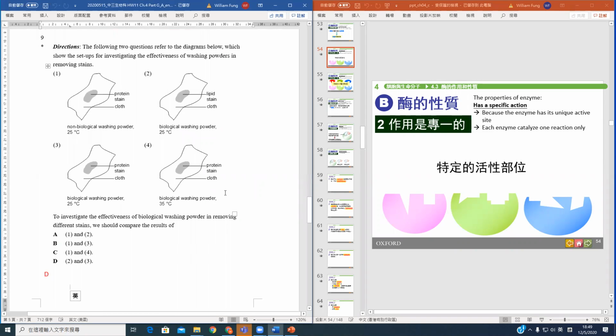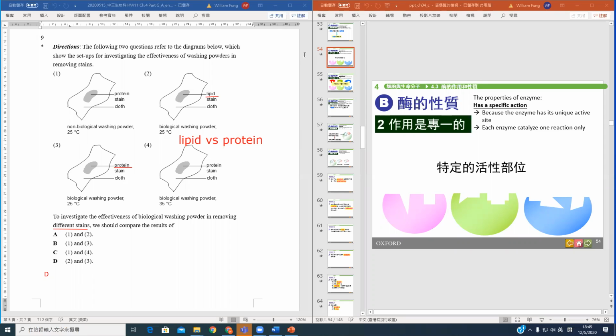Question 9. So to investigate the effectiveness of biological washing powder in removing different stains, they want to check different stains. So we should look for different stains, for example, lipid stain and protein stain. This should be the only thing to change, lipid stain versus protein stain. And then the other factors have to be kept constant. You should not change other things.